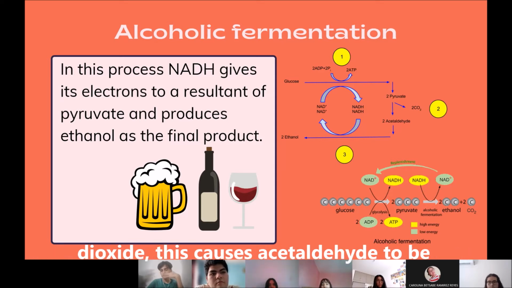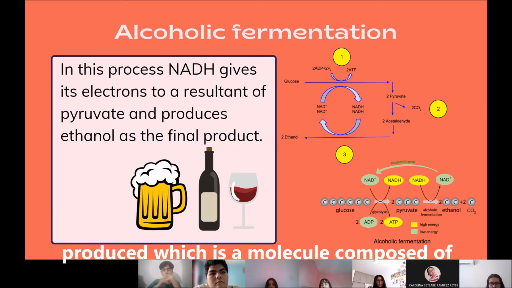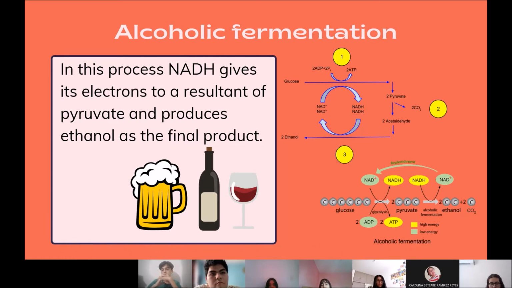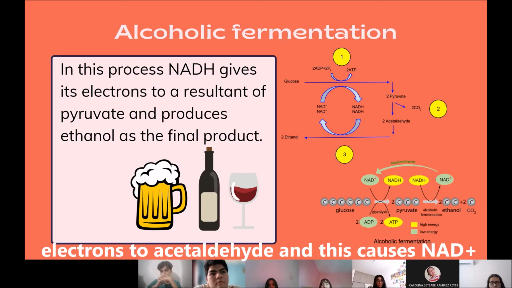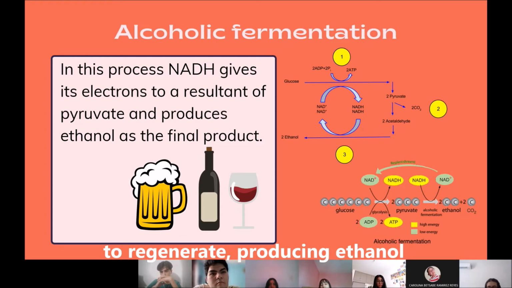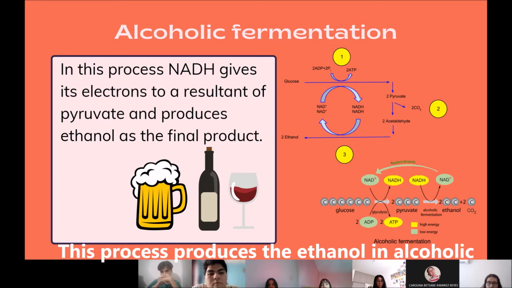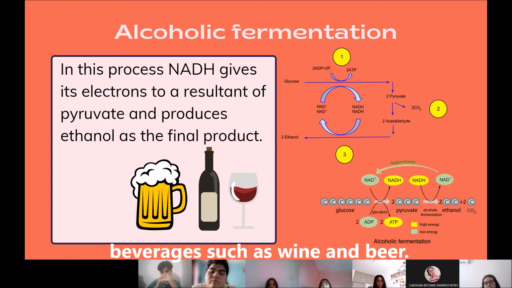This causes acetaldehyde to be produced, which is a molecule composed of two carbons. While in the second step, NADH gives its electrons to acetaldehyde and this causes NAD+ to regenerate, producing ethanol at the same time. This process produces the ethanol in alcoholic beverages such as wine and beer.